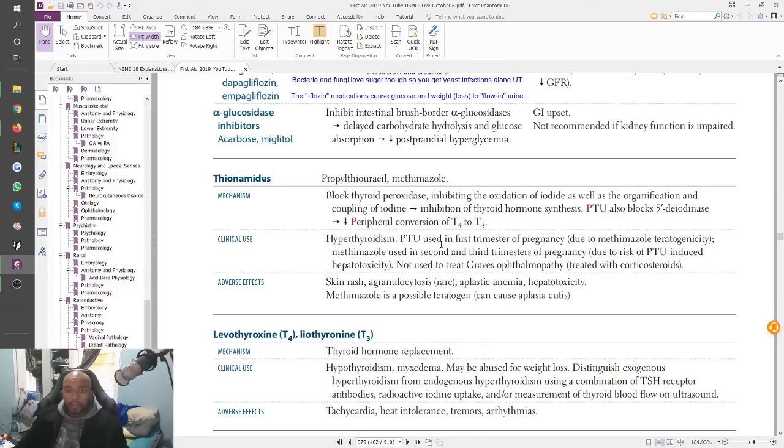One thing though is that PTU is used in the first trimester of pregnancy, right? I always remember that because P and P. However, you can't use PTU later on. Methimazole is used in the second and third trimester of pregnancy because PTU can cause hepatotoxicity, which would really suck in your second and third trimester. But methimazole cannot be used in the first trimester because methimazole is actually very teratogenic.